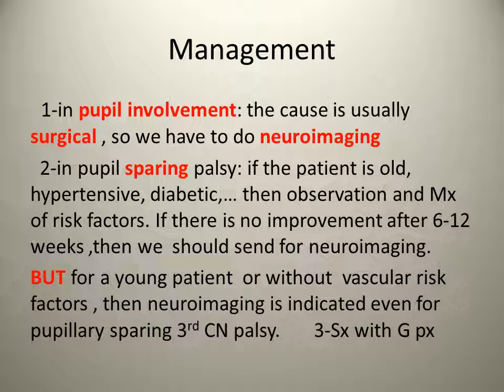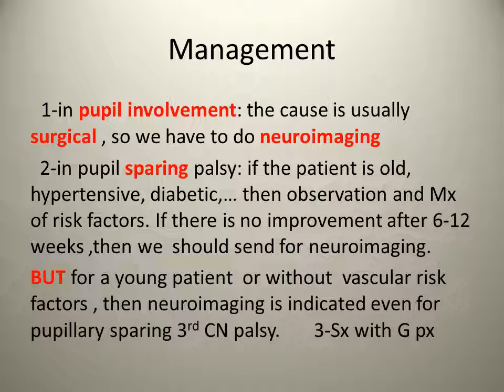But let's keep in mind that when we see a case of third nerve palsy which is pupillary sparing, we should examine the patient every other day, about 2 or 3 times per week, so that we are sure there will be no pupillary involvement later on. So when we are sure this is a medical third, then we will wait for 6 to 12 weeks with medical consultation, controlling the risk factors, and if there is no recovery, again neuroimaging.